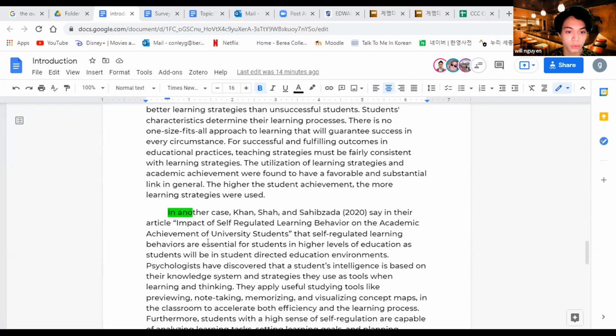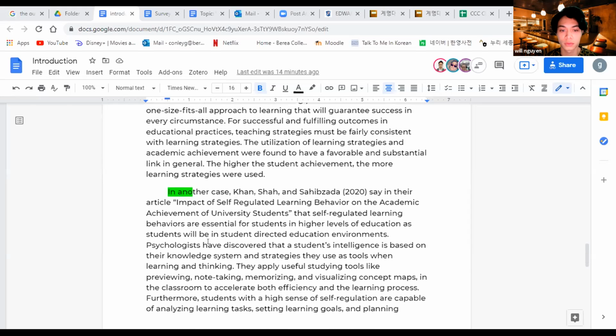For a successful and fulfilling outcome in educational practice, teaching strategy must be fairly consistent with learning strategy. The utilization of learning strategy and academic achievement were found to have a favorable and substantial link in general. The higher the student achievement, the more learning strategies were used.